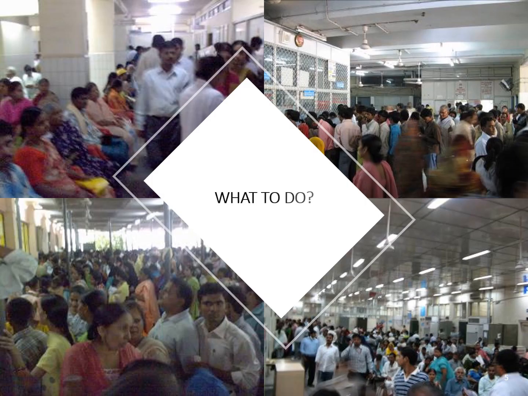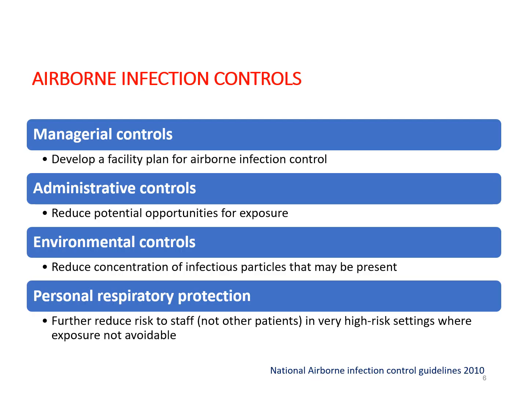Now, what to do in such cases when there is so much crowding, and how to follow the airborne and droplet precautions? Anyone can have an airborne infection or a droplet infection. So here we require managerial controls, administrative controls, environmental controls, and personal protective equipment for airborne infection control. Managerial control is to develop a facility plan, administrative control is to reduce potential opportunities for exposure, environmental control aims to reduce the concentration of infectious particles, while personal respiratory protection is to reduce the further risks by wearing an N95 respirator.